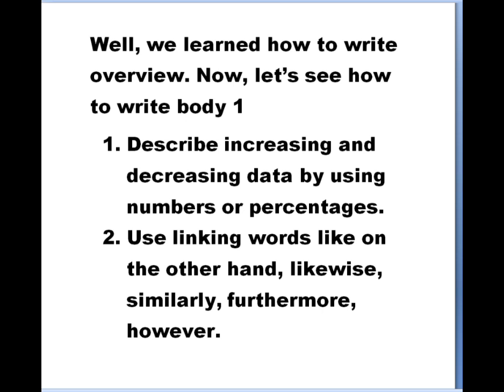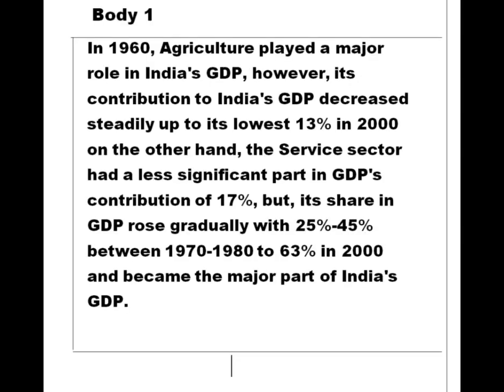Now let's see how to write body 1. Number 1: describe increasing and decreasing data by using numbers or percentages. Number 2: use linking words like on the other hand, likewise, similarly, furthermore, and however. Our body 1 looks like this.